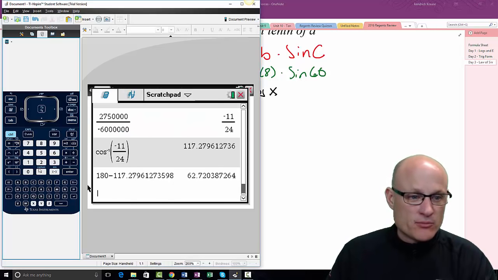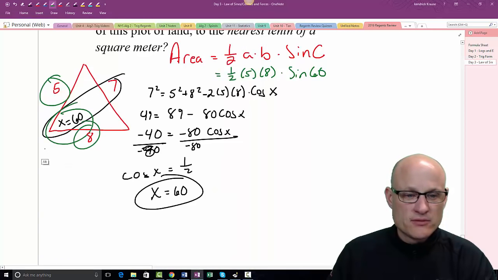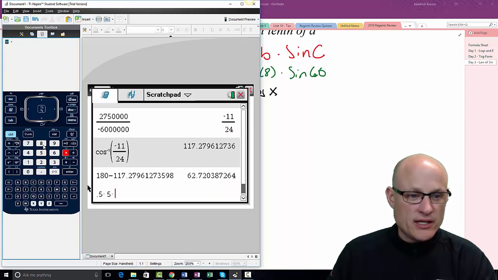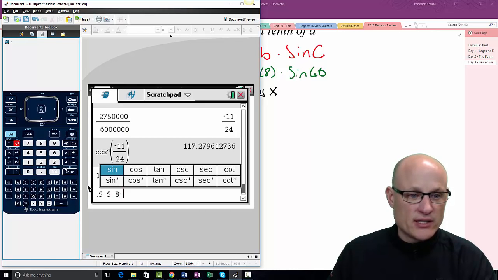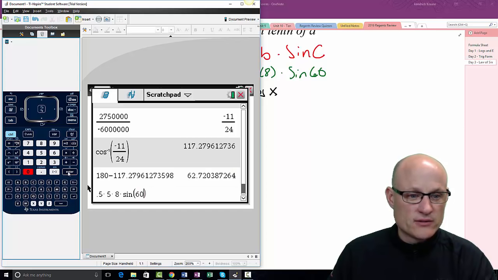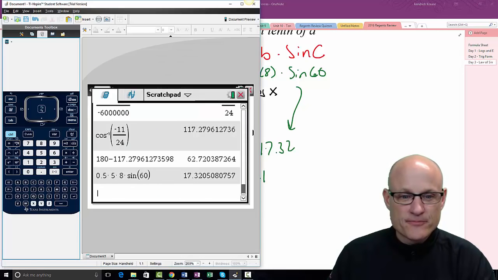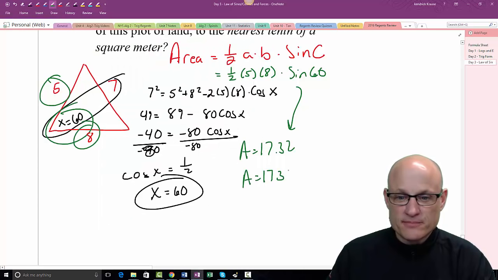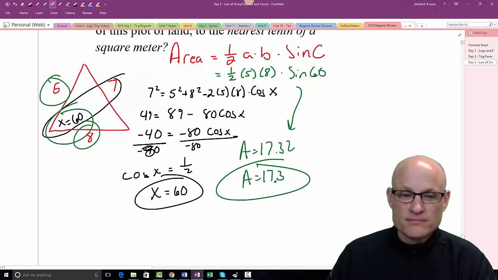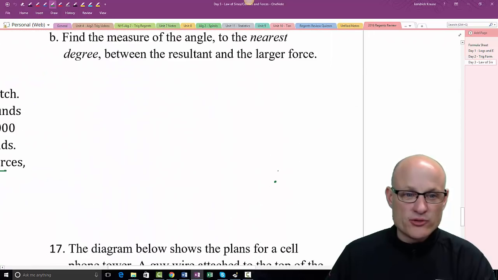So type that in. 0.5 times 5 times 8 times the sine of 60. 17.32. So area is equal to 17.32. It said to the nearest square meter. I'll just stop there. Area equals 1/10 of a square meter. So 17.3. We're almost done, children. I think we got 2 problems left.